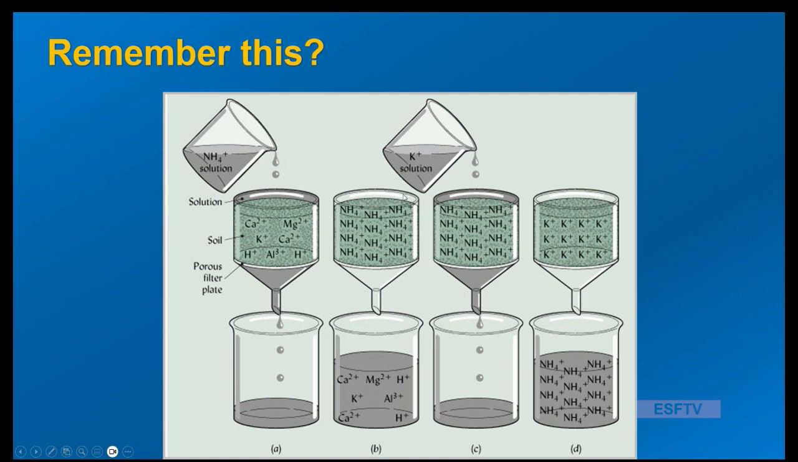And you remember how we got this, right? Remember how we did CEC. We leached the sample with ammonium solution. We pushed everything off, okay? And on the exchange sites, we ended up with just ammonium. We pushed that ammonium off, replaced it with K, and we measured the concentration of the ammonium here. And that was part of our CEC determination. Okay? Just again, review.